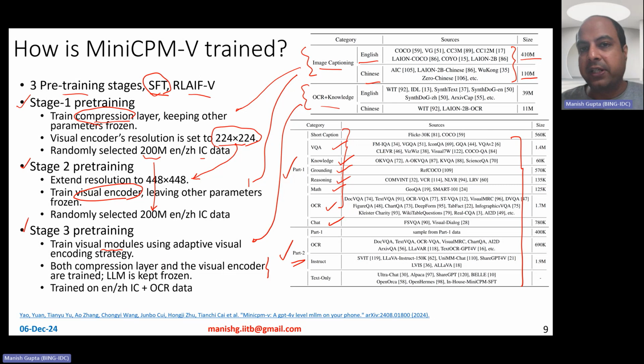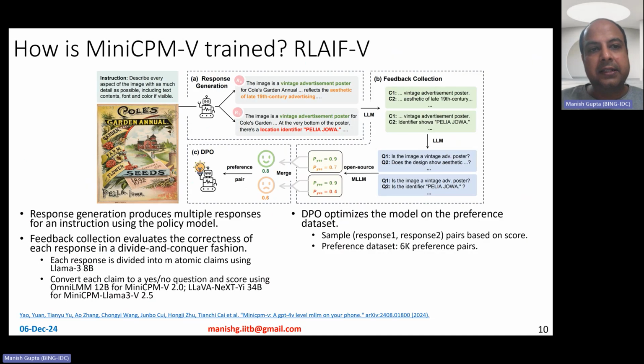Of course, supervised fine-tuning is done in two stages again, right? Part one and part two. So part one is that. Part two basically comprises more OCR data, instruct fine-tuning data, and text-only data as well, right? So that's that. Now, the third part of training the MiniCPM-V model beyond pre-training and supervised fine-tuning is reinforcement learning.